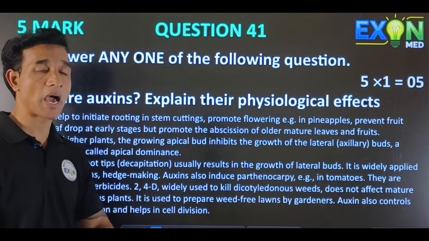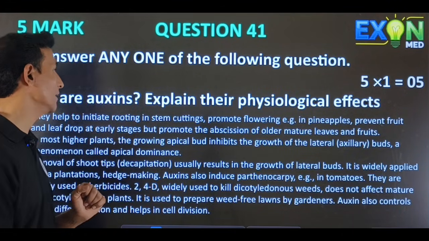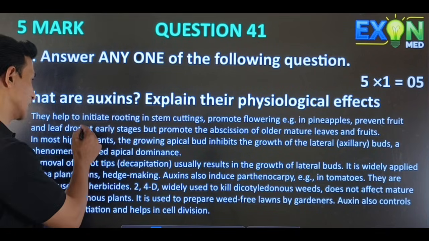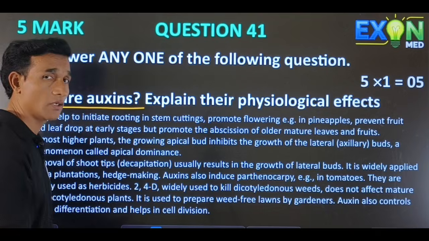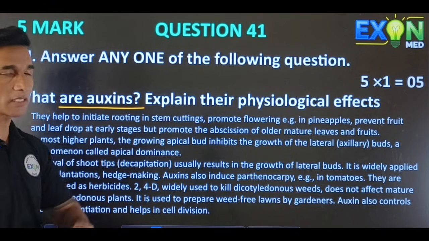So in the last part, for 5 marks, you have to answer only one question among the 3. So what are auxins? Explain their physiological effects. So you have to mention these are growth promoters, which we already discussed, and their physiological effects.